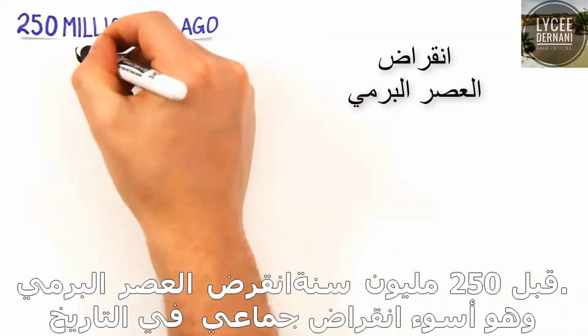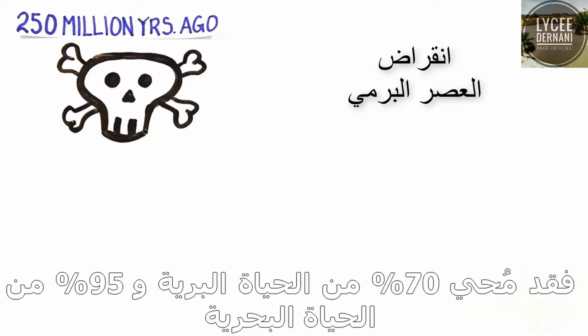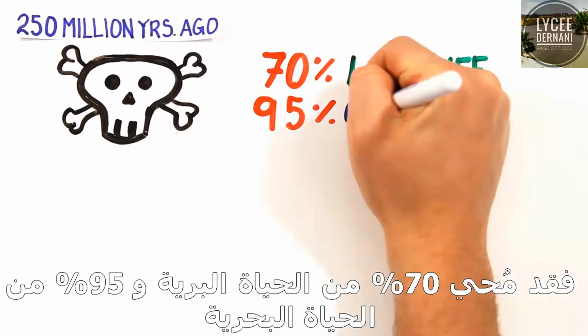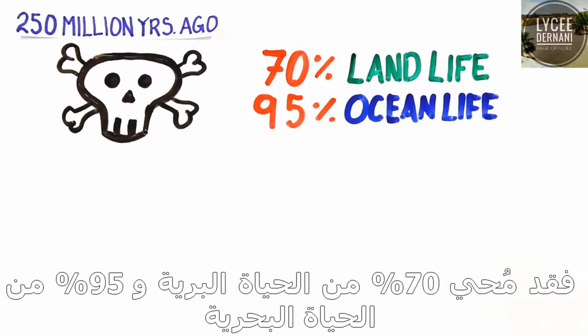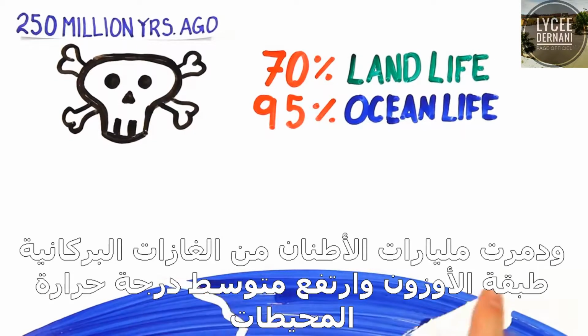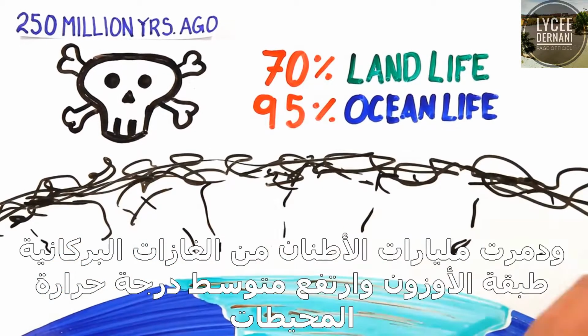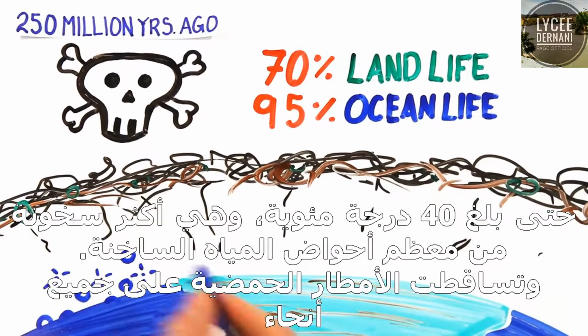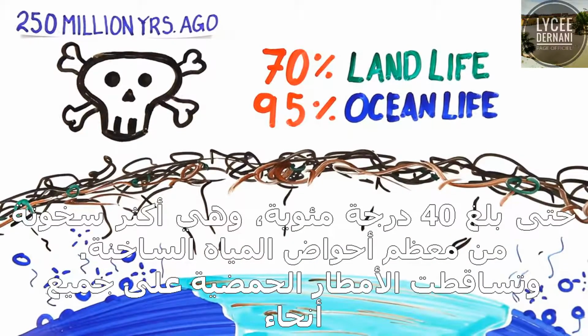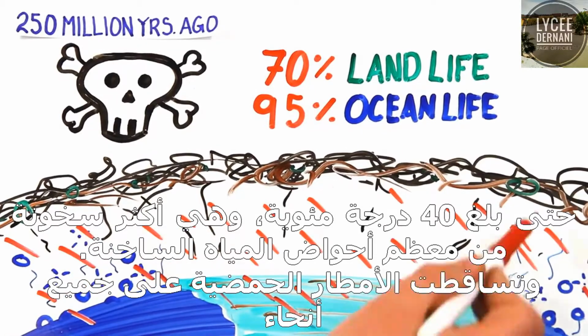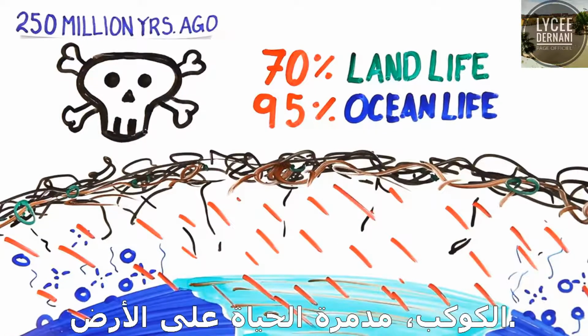250 million years ago is the Permian extinction, the single worst mass extinction in history. 70% of life on land and over 95% of life in the oceans was wiped out. Billions of tons of volcanic gases destroyed the ozone layer, and the average ocean temperature hit 40 degrees Celsius, which is hotter than most hot tubs. Acid rain fell all over the planet, devastating life on land.